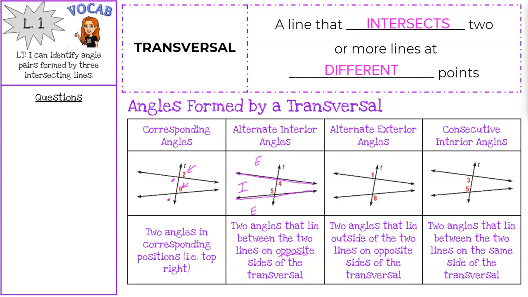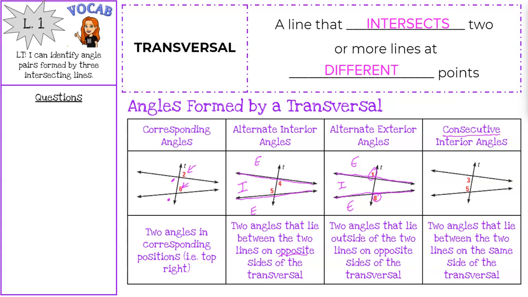Very similar, but alternate exterior angles are two angles that lie on the outside of the two lines on opposite sides of the transversal. So here are those two lines. We have the interior, and then on the outside is the exterior. So they're on opposite sides of the transversal on the exterior of the lines.